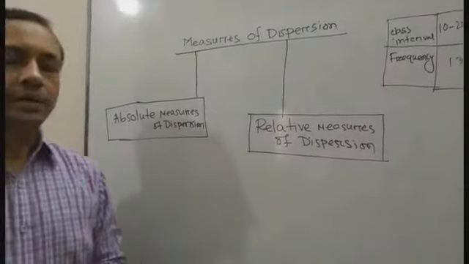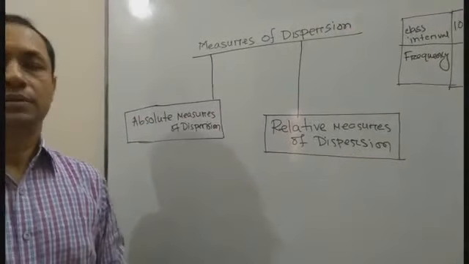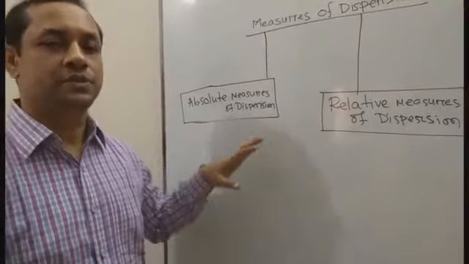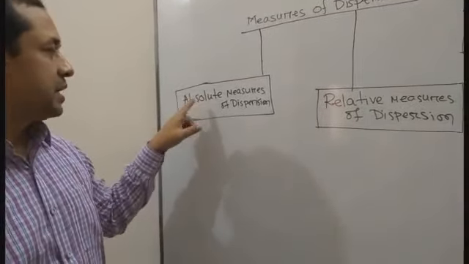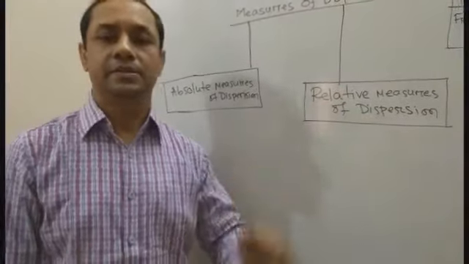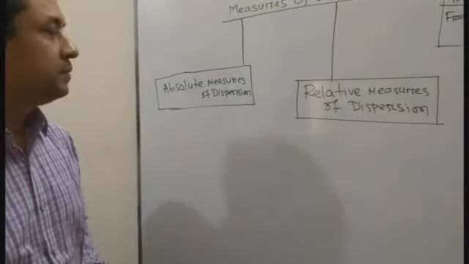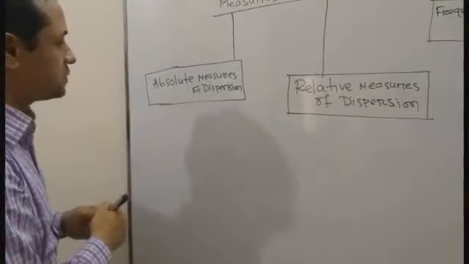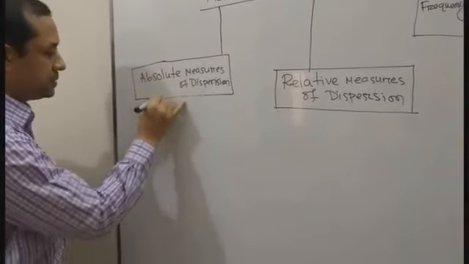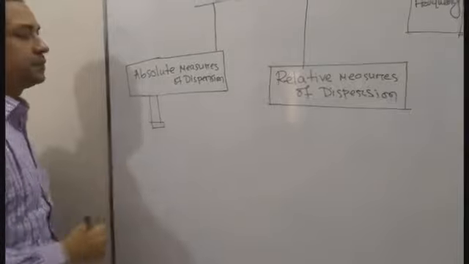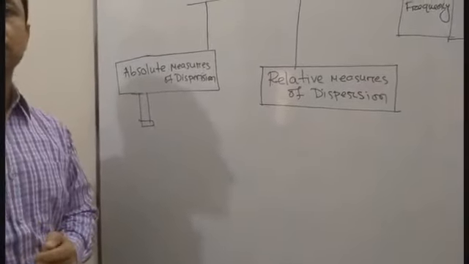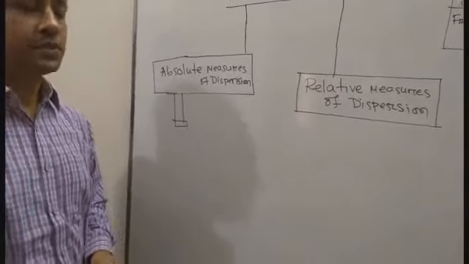Again, I say again, how many types of measures of dispersion? Two types. First type, absolute measures of dispersion. Second type, relative measures of dispersion. Now, I will discuss absolute measures of dispersion and relative measures of dispersion. How many types of absolute measures of dispersion? Four types.